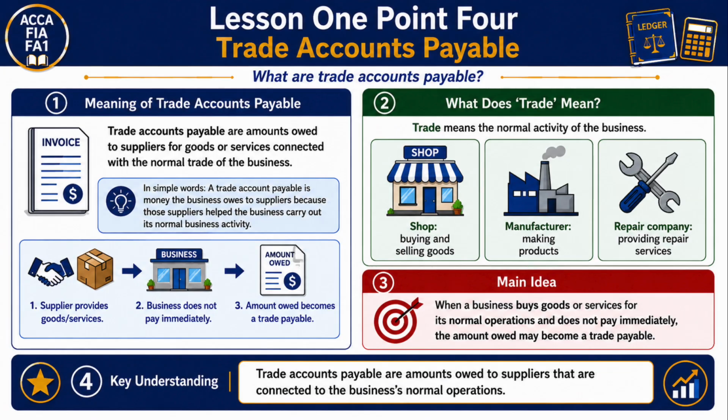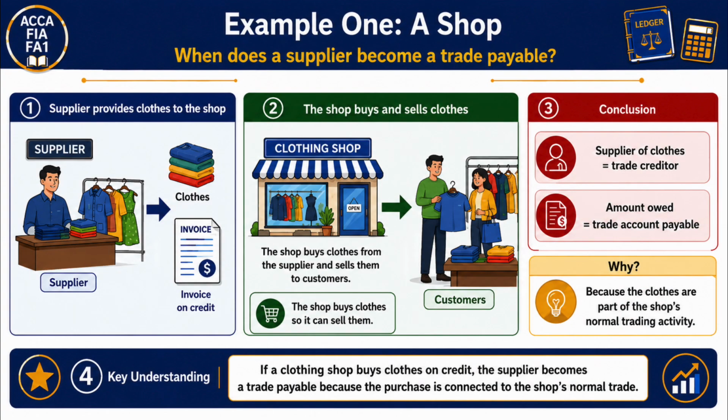What does trade mean? The word trade means the normal activity of the business. For example, if a business is a shop, its trade is buying and selling goods. If a business is a manufacturer, its trade is making products. If a business is a repair company, its trade is providing repair services. So when we say trade accounts payable, we are talking about amounts owed to suppliers that are connected to the business's normal operations.